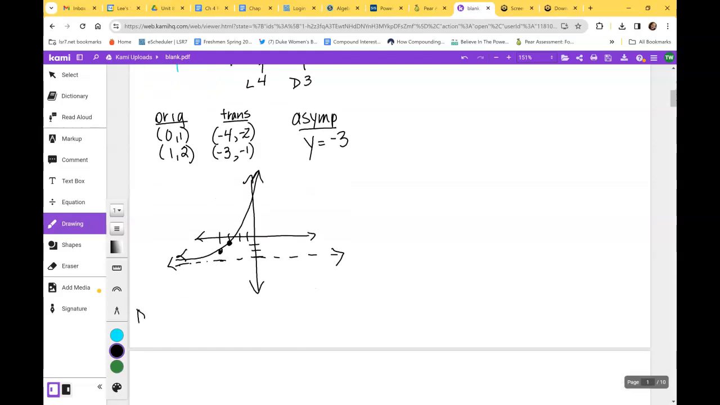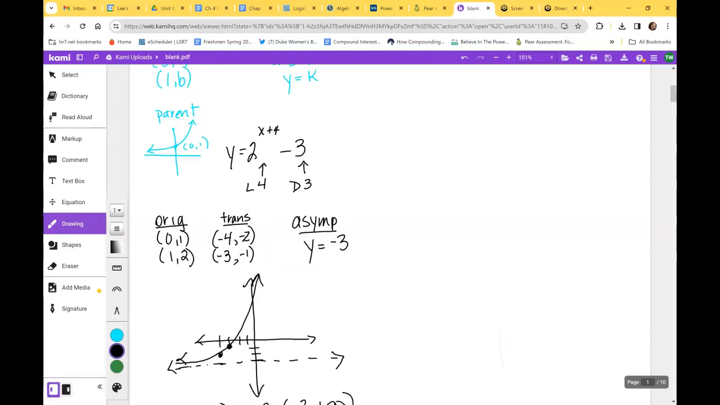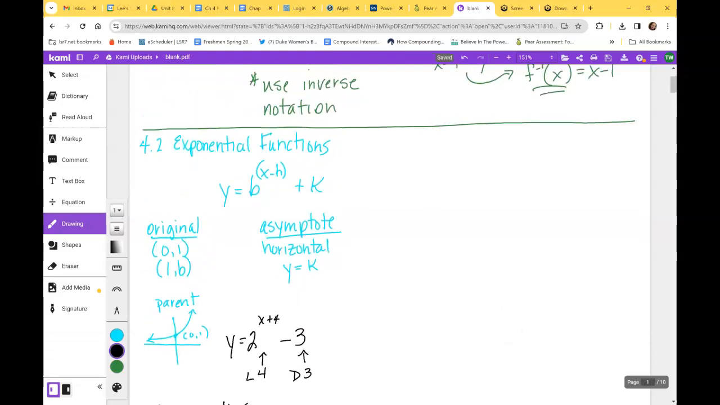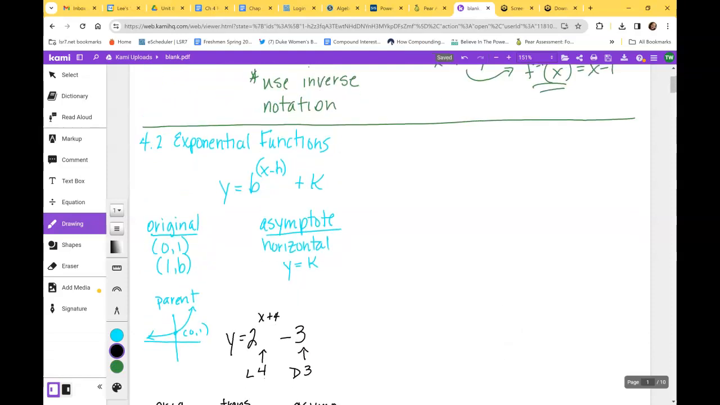Okay, my domain is always going to be negative to positive infinity, and my range on this one goes from negative 3 to positive infinity, and I want you to notice the negative 3 is the asymptote. Okay, so I did that there, and what I'm going to do on the other side is do my log functions.